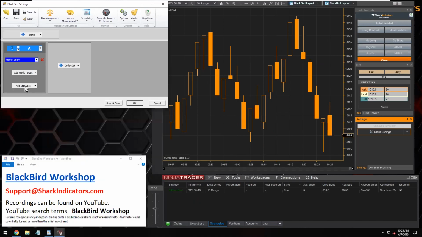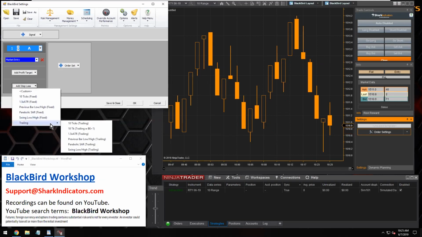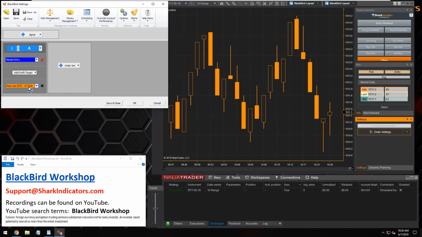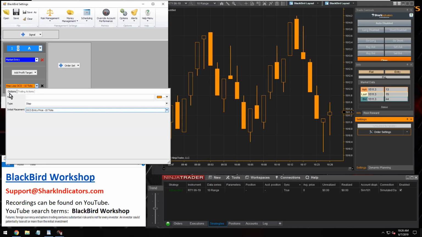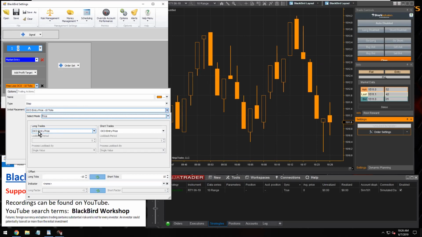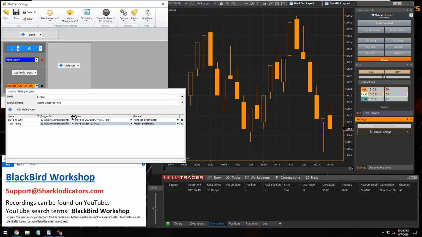Let's take a look at a little more complex trailing here. We also have this 10 tick trailing with a break even +1. So let's take a look at the options here. The initial placement is, again, we just take the entry price. And this one is a simple 10 tick stop loss, so we have a 10 tick offset.